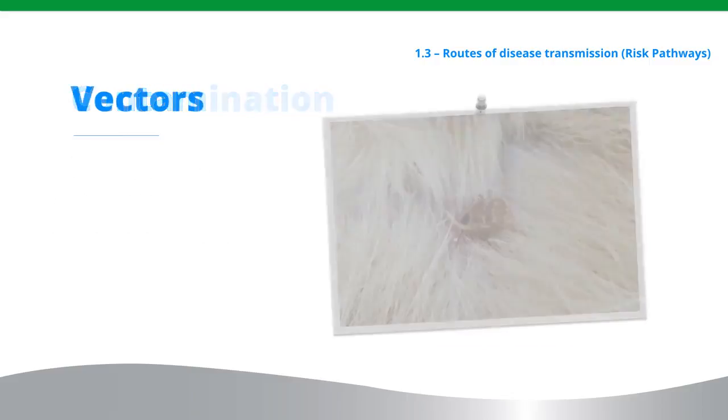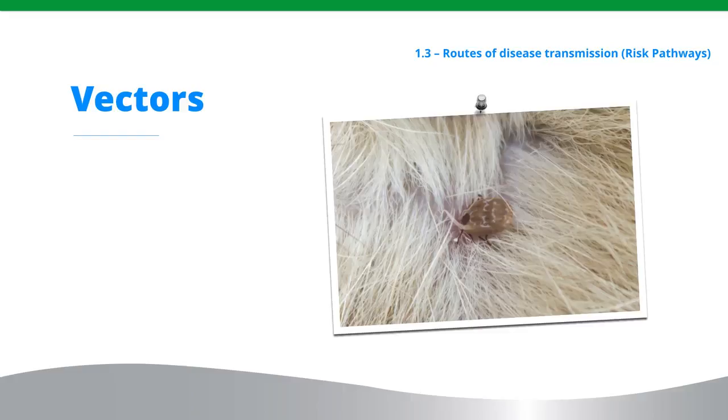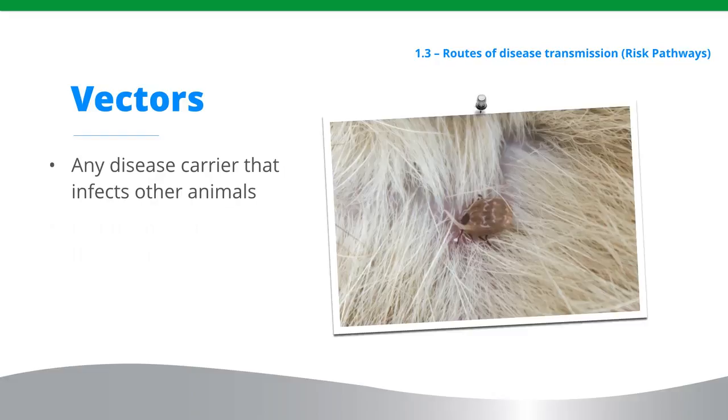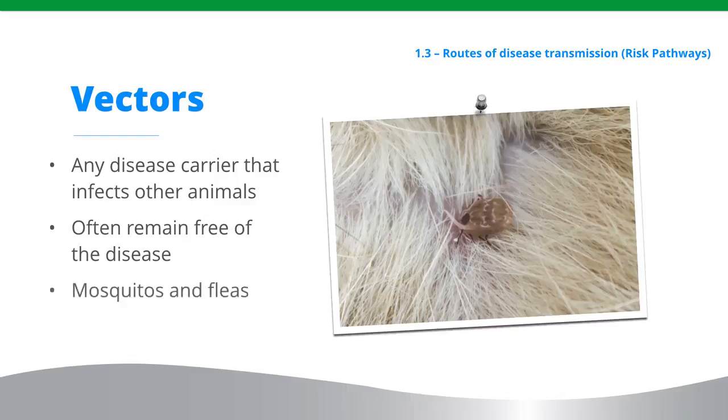A disease vector is any animal or microorganism that carries and transmits an infectious pathogen into another living organism, often without becoming infected themselves. Mosquitoes are perhaps the best-known disease vector. Others include ticks, flies, sandflies, and fleas.